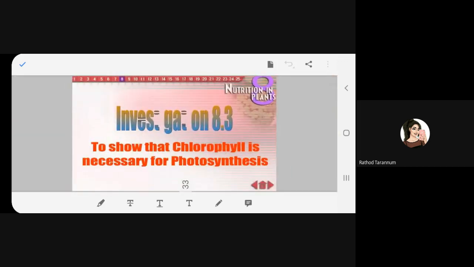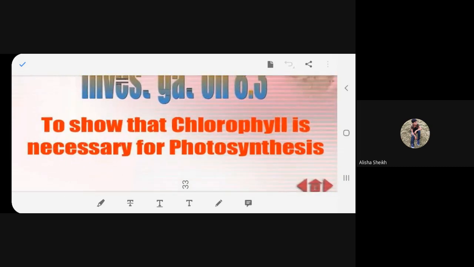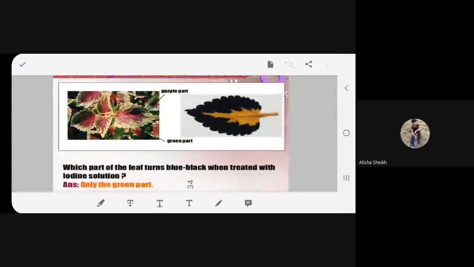Is this over? Is this activity understood? Yes. Okay, good. Now the third activity is why chlorophyll is necessary for photosynthesis. So what have we done so far, beta? Which activity have we done? To show that chlorophyll is necessary for photosynthesis, isn't it? Yes.